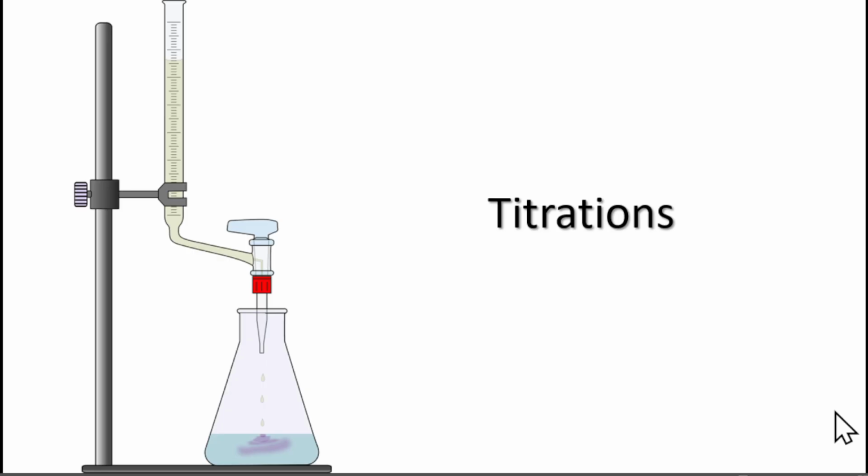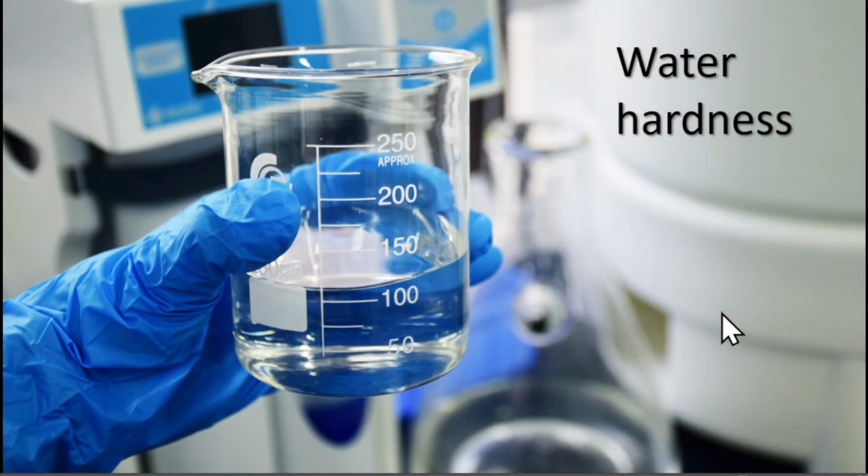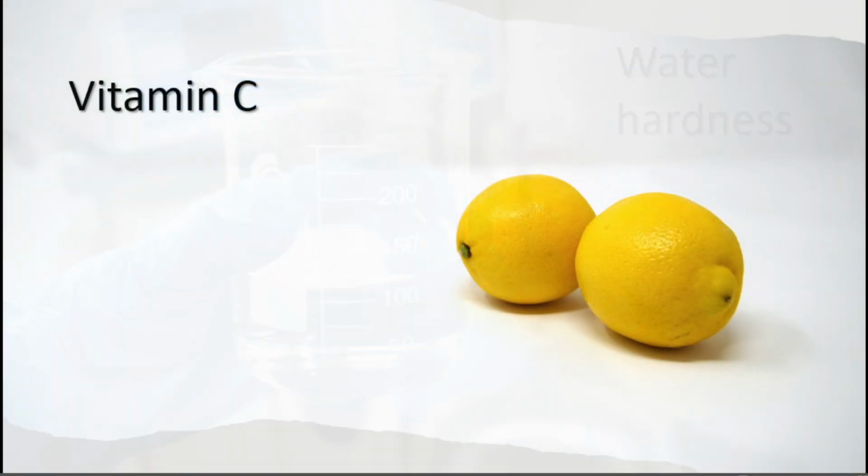Titrations. I know what you're thinking. You're thinking how you light up with joy when you see a titration problem. Me too. One of the titration experiments we will do is to determine the hardness of tap water. There's a chemical reaction followed by titrations where we quantitate how much calcium and magnesium are in the sample. Another experiment we do is a redox titration to determine vitamin C content in a sample.